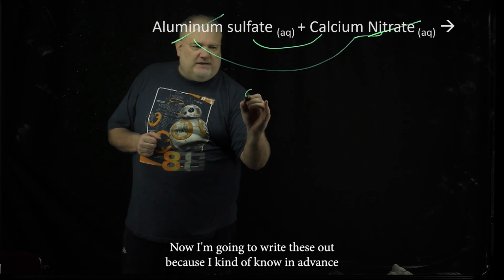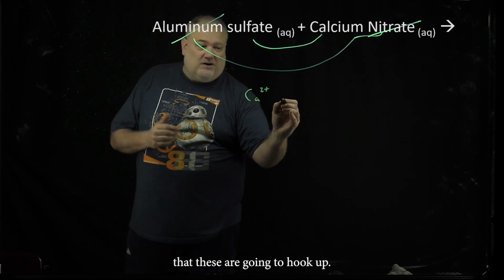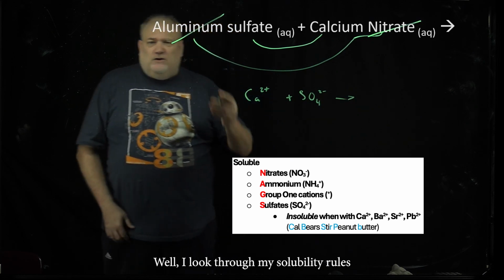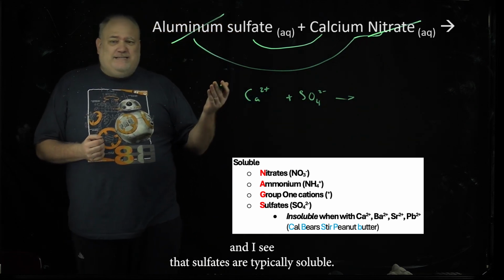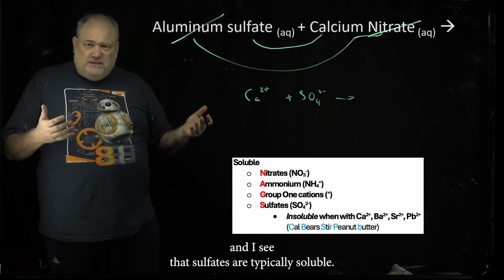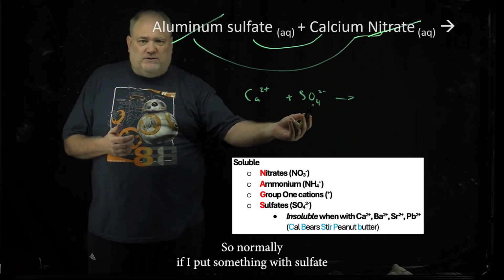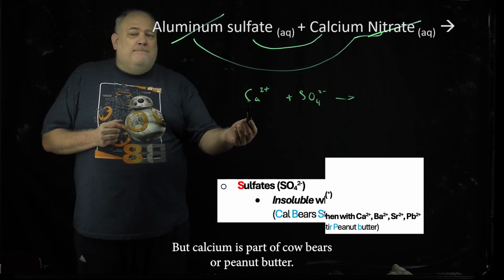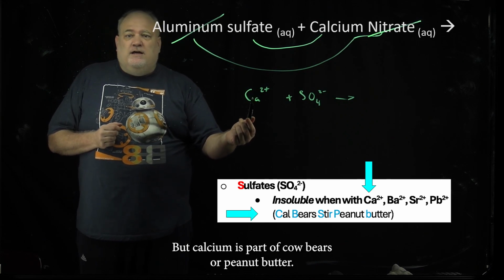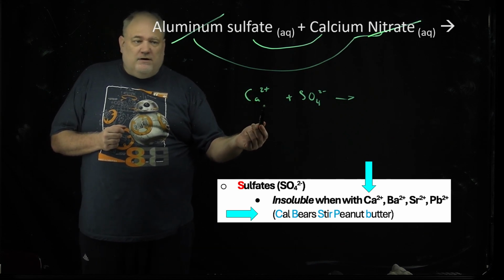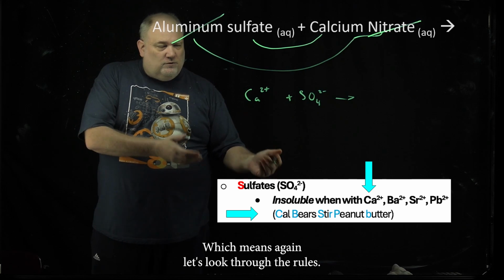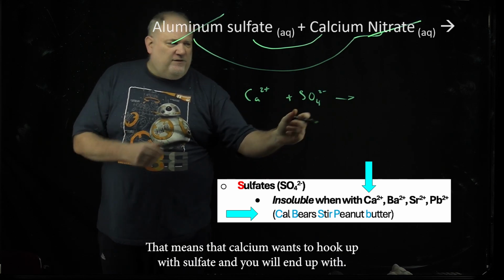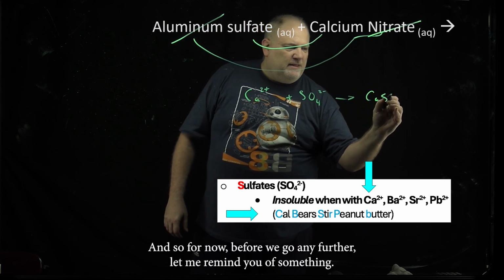Now, I'm going to write these out because I kind of know in advance that these are going to hook up. But how do I know in advance? Well, I look through my solubility rules, and I see that sulfates are typically soluble. So normally, if I put something with sulfate, it wouldn't do anything. We'd have no reaction. But calcium's part of Cal Bear Stir peanut butter, which means that calcium wants to hook up with sulfate, and you will end up with CaSO4.